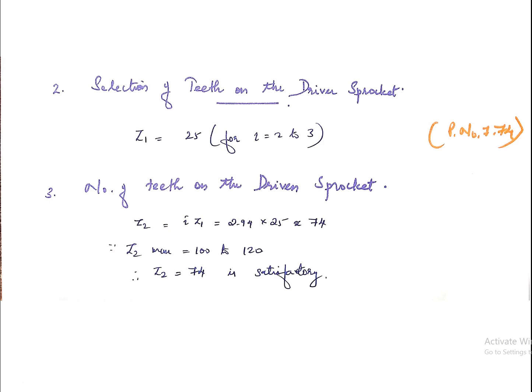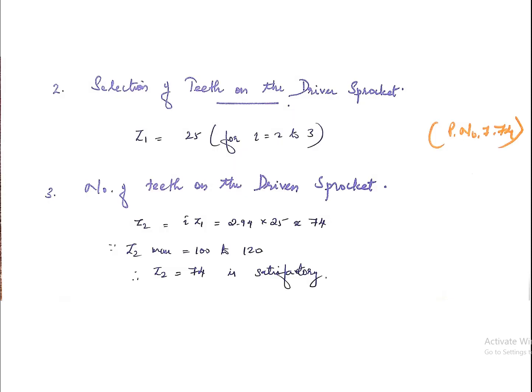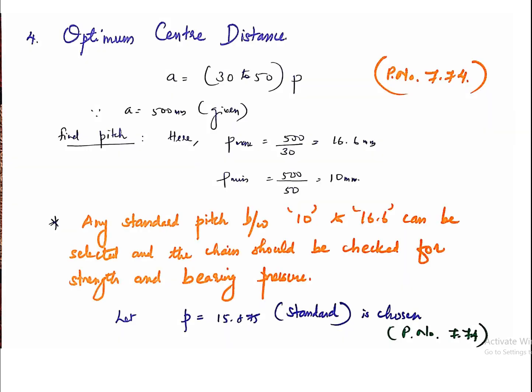So till now we have found out the number of teeth. We have already found out the transmission ratio and number of teeth. That's it. Now let us try to find out the optimum. Now using the optimum center distance equation, let us try to find out the pitch. As I said, pitch is one of the important parameters which need to be found out. To find the pitch, we'll be using the optimum center distance equation. For that, this equation also you can find from page number 7.74.